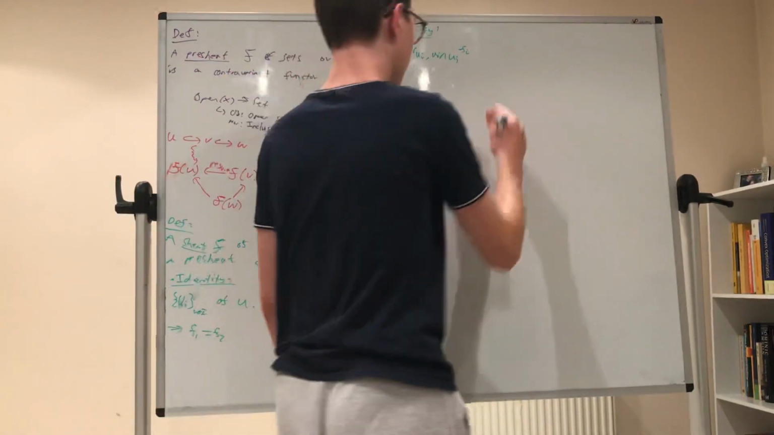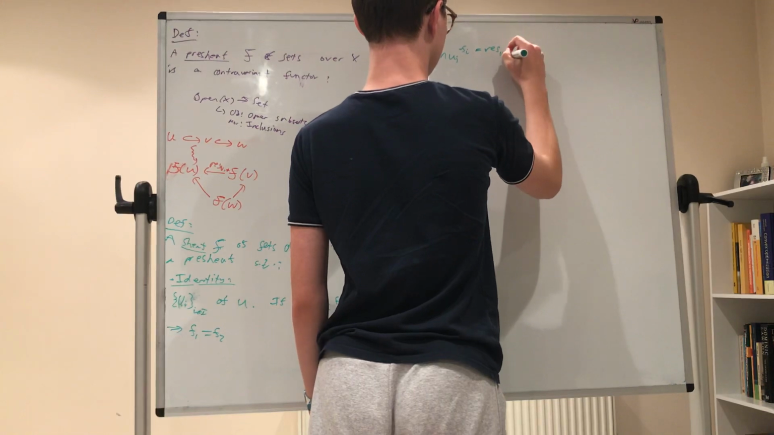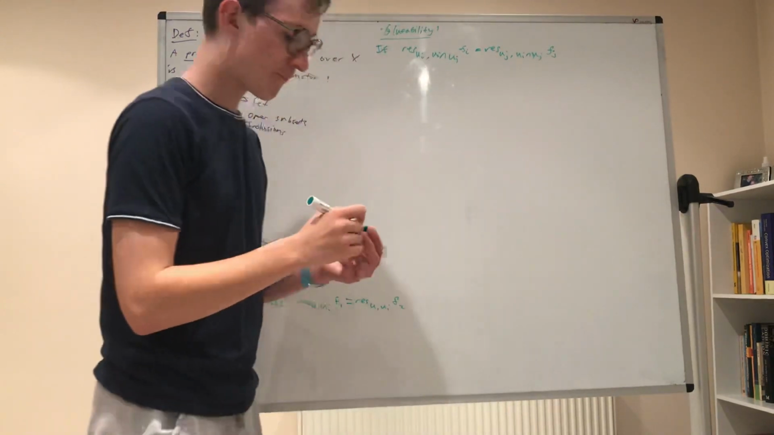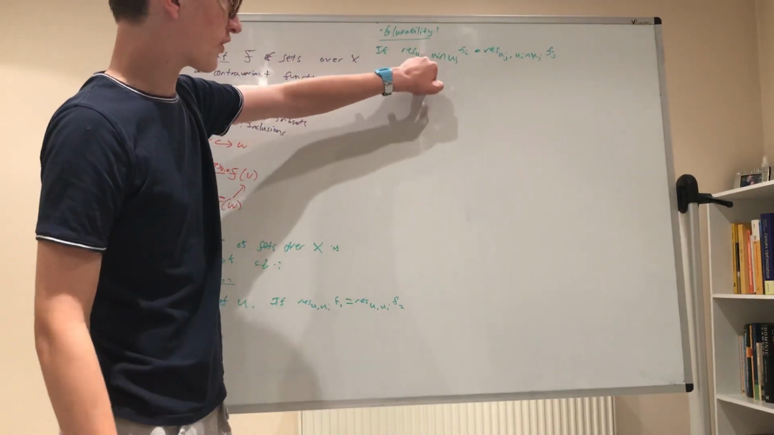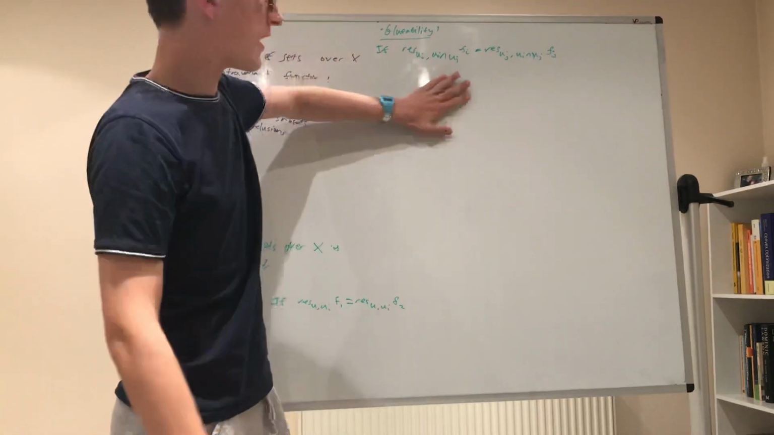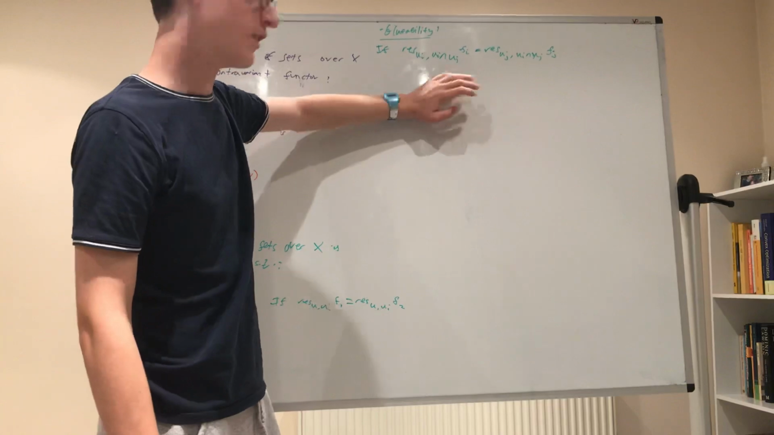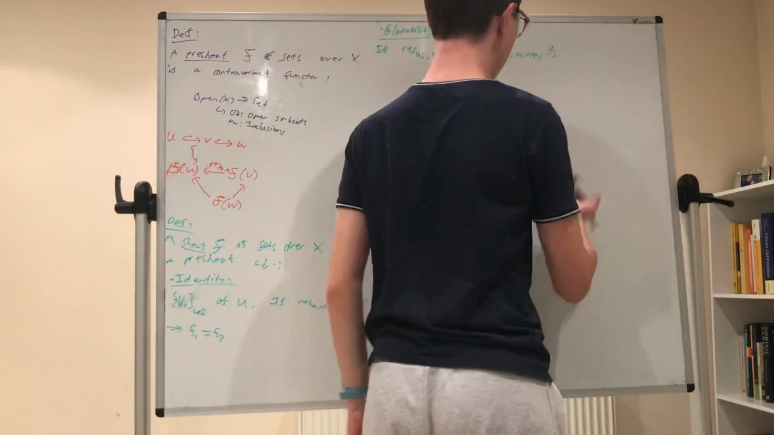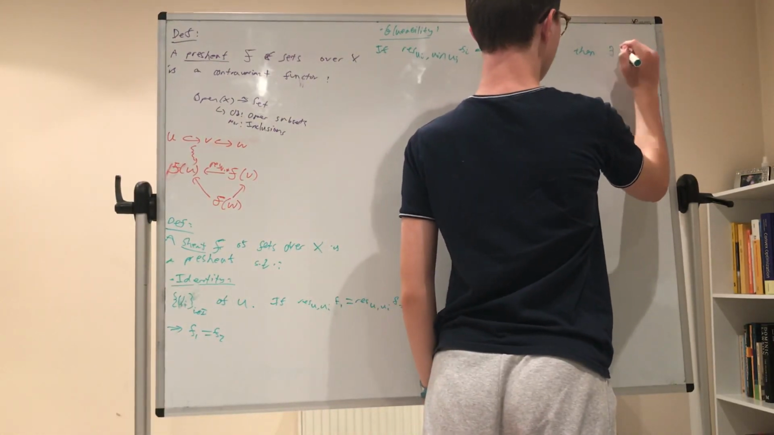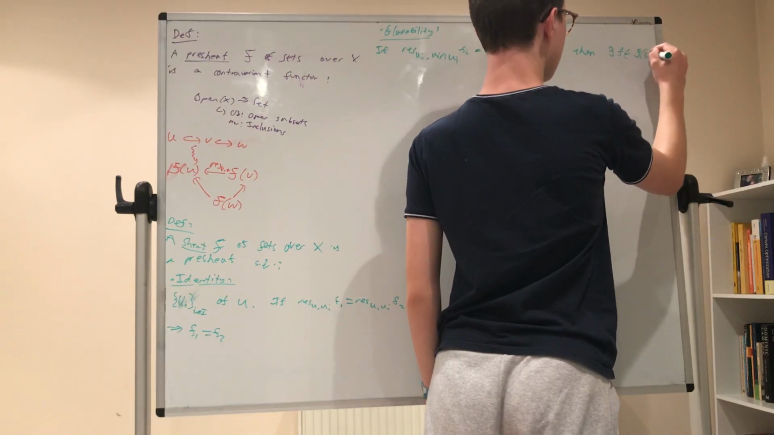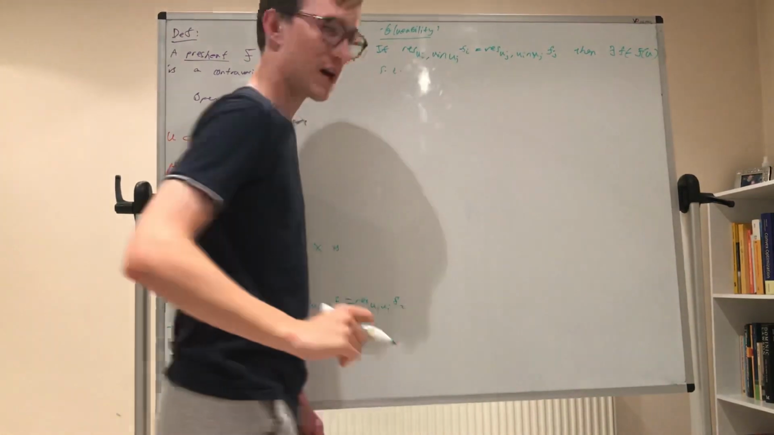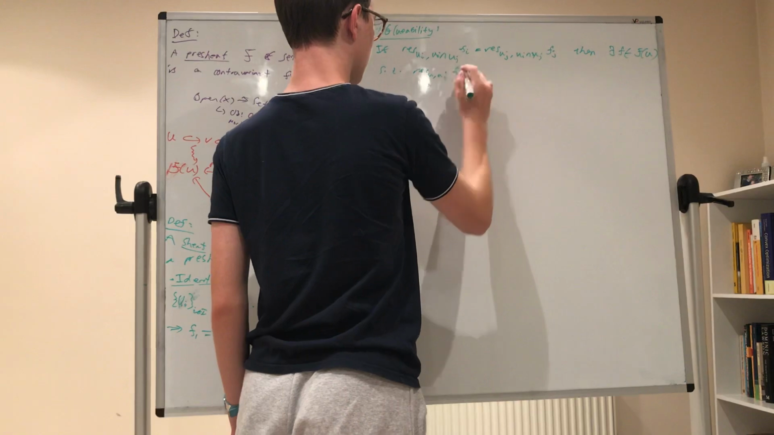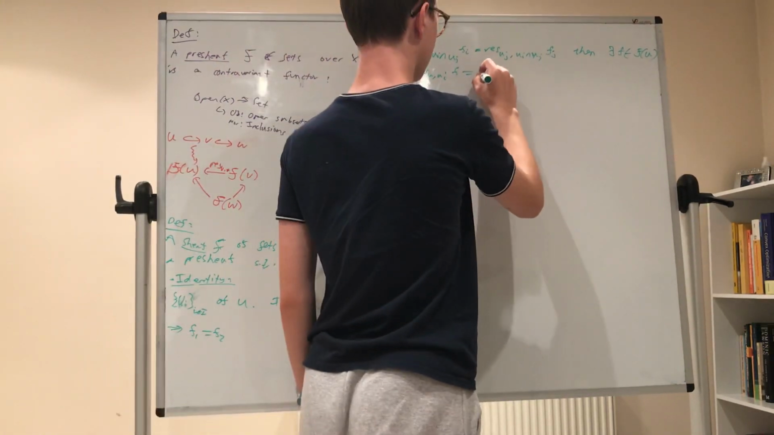So, okay, I'll just write it out. Basically, this one is a section over U_i, this one is a section over U_j, and if they agree on the intersection or the overlap of U_i and U_j, then you can somehow glue them together. Then there exists some F, which is a section over U, such that the restriction of F to U_i is equal to F_i for all i.